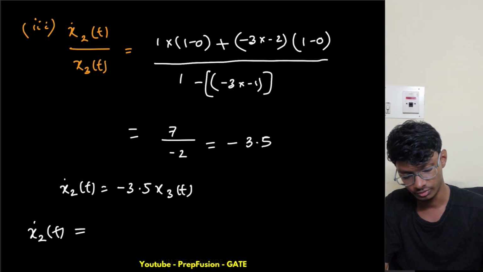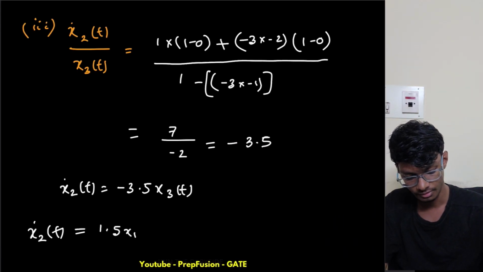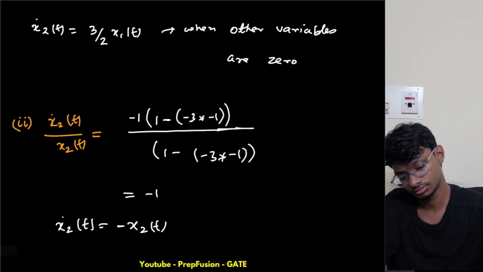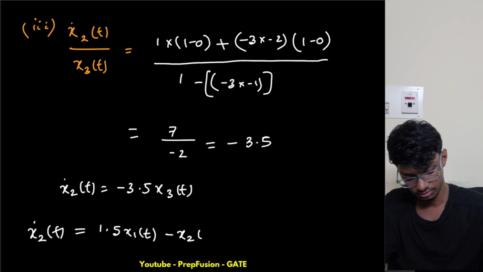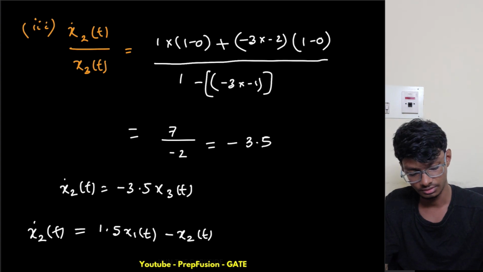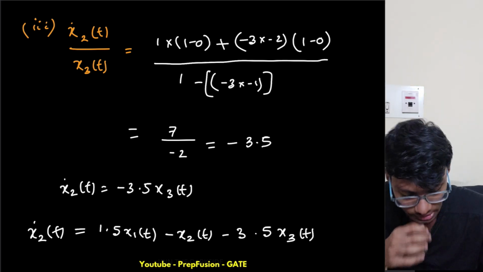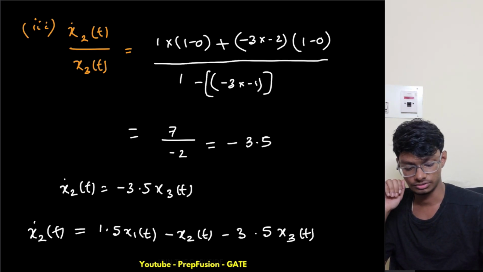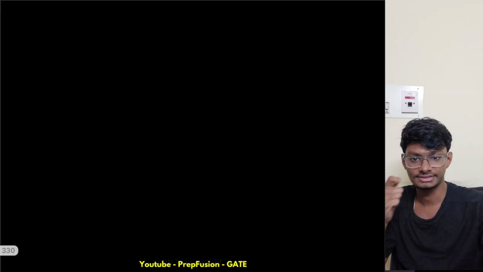So x2 dot of t will be equal to this first one, that is 3 by 2 x1 of t, which is 1.5 x1 of t, and this is simply minus of x2 of t, and this one is minus of 3.5 x3 of t. So yeah, this is what x2 dot of t is equal to. Now let's solve for x3 dot of t.